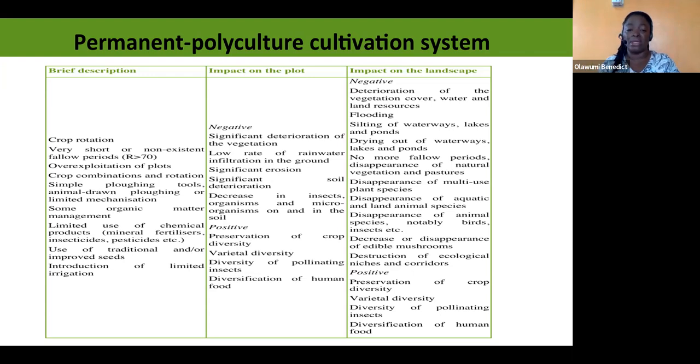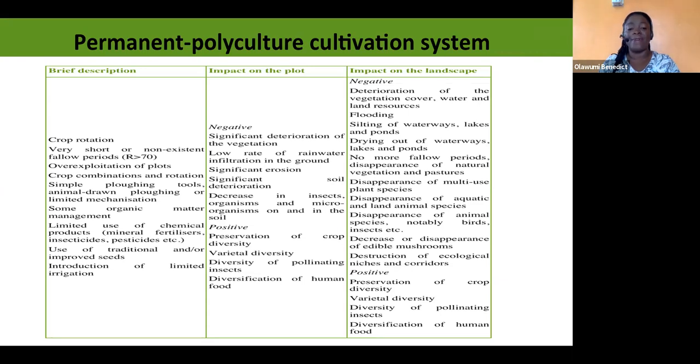And significant soil deterioration is going to start setting in with this type of system. So if we look at the positive side, we'll see that preservation of crop diversity is one positive impact on the plot level.